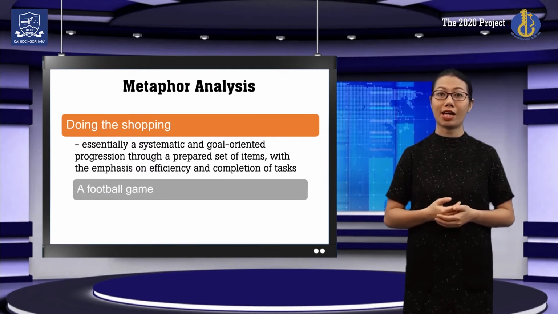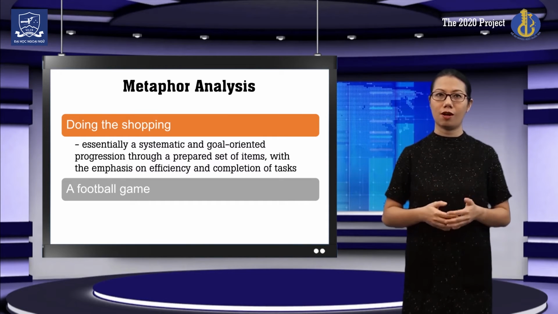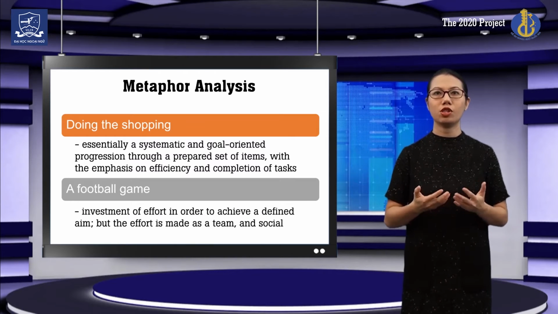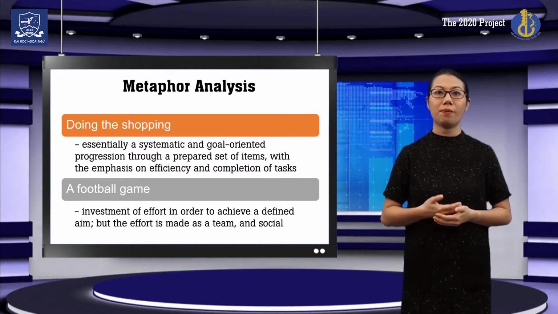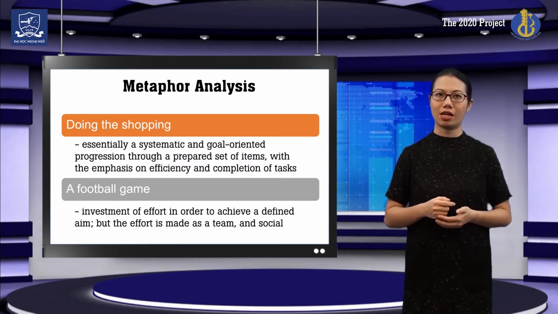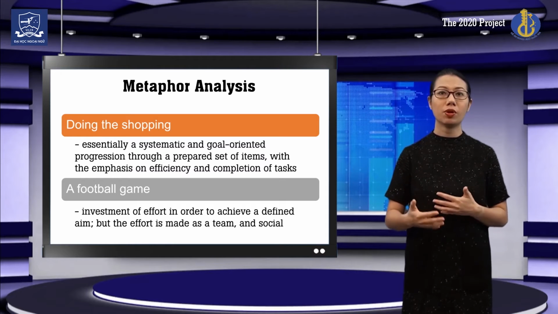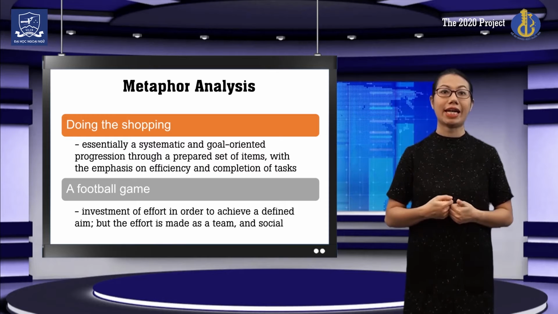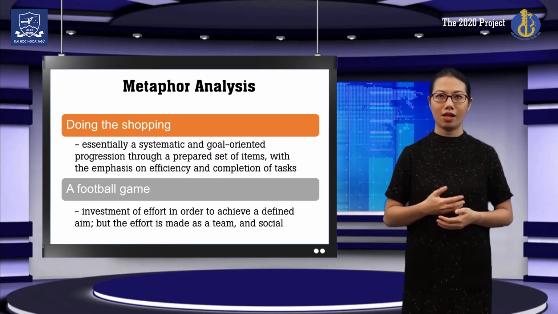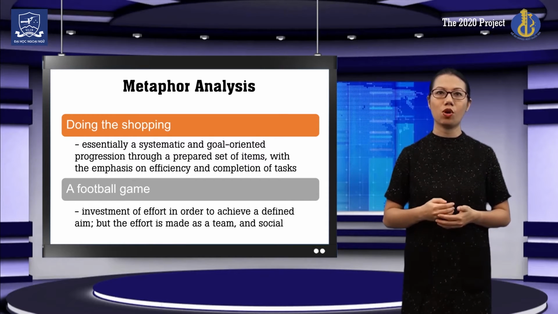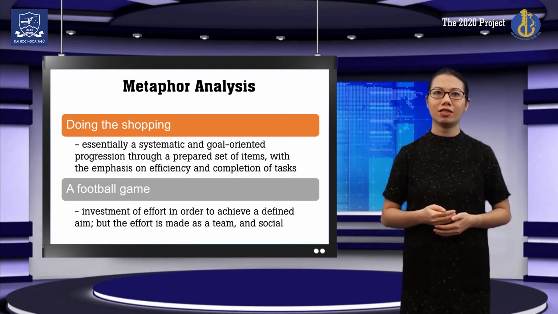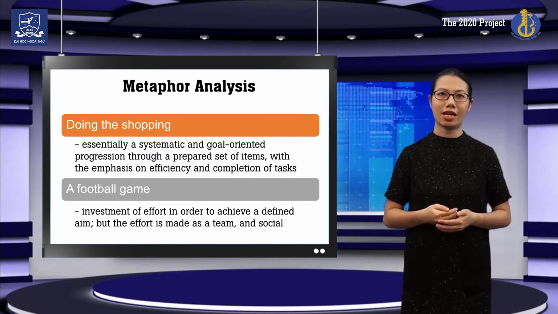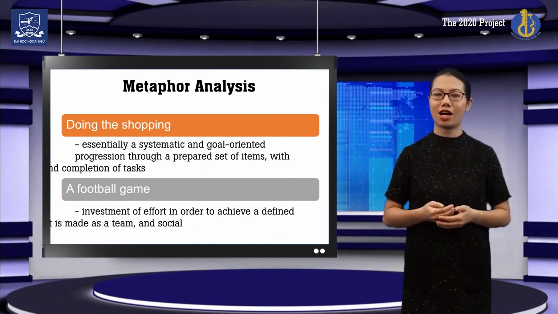A football game like a mountain climb involves the investment of effort in order to achieve a defined aim. But here, the effort is made as a team, and social interaction, whether cooperative or competitive, is important. There are also elements typical of such games, such as the existence of rules and a referee, challenge, tension, which you may find applicable.